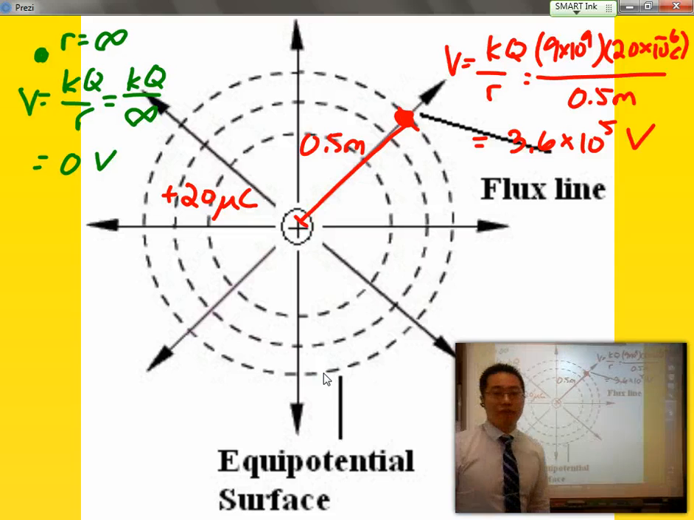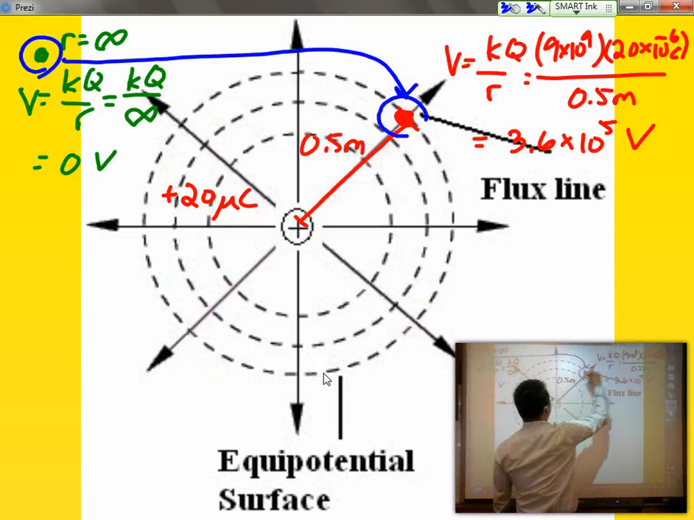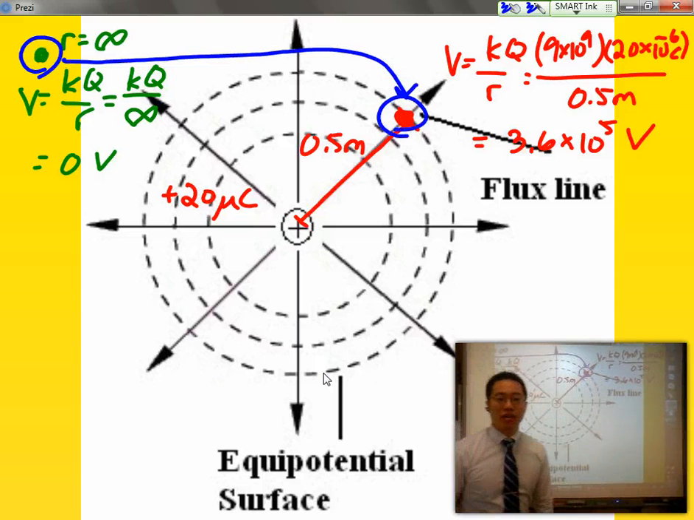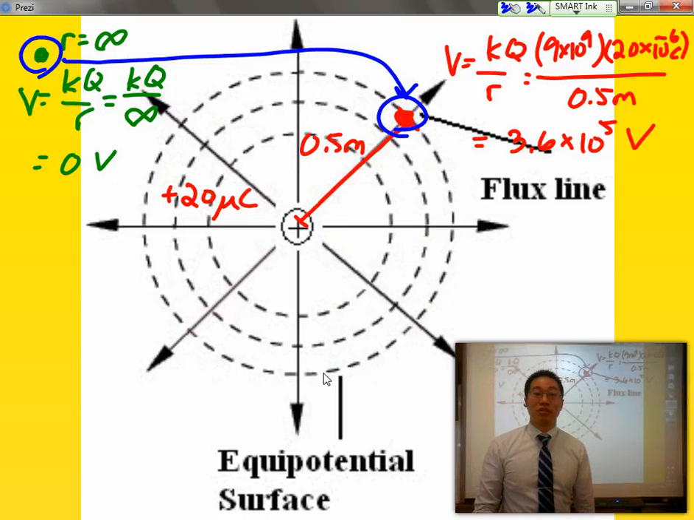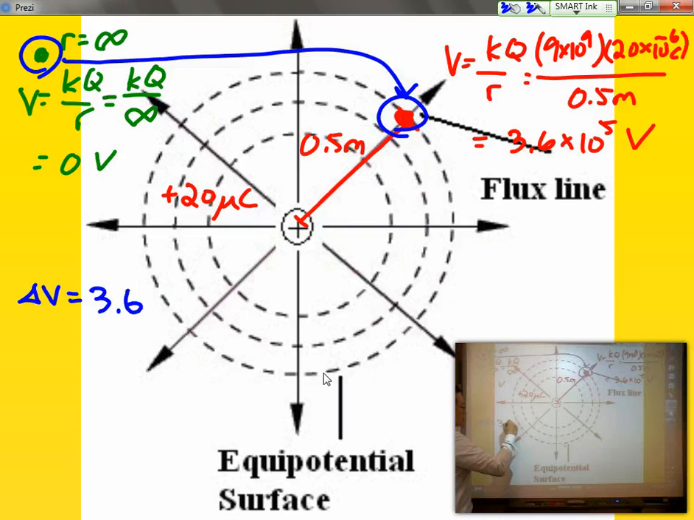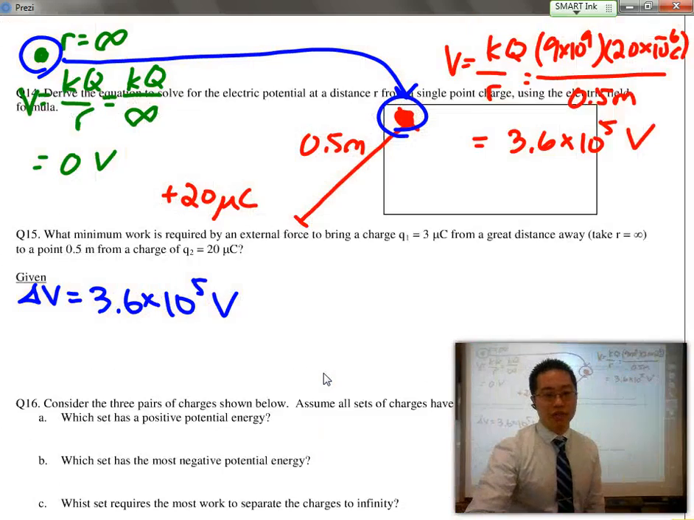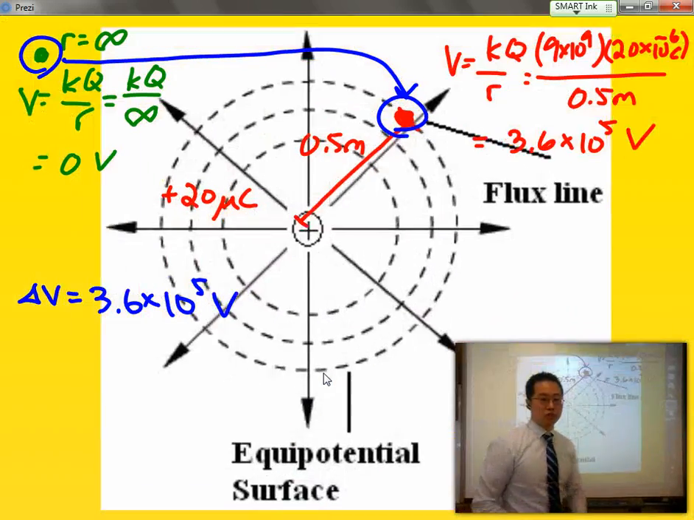So now, if I want to move a charge from point A all the way to point B, what's the potential difference? Well, in this case, final minus initial, so delta V will be simply equal to 3.6 times 10 to the 5th volts. And the charge that we're moving that they had mentioned was a 3 microcoulomb charge.